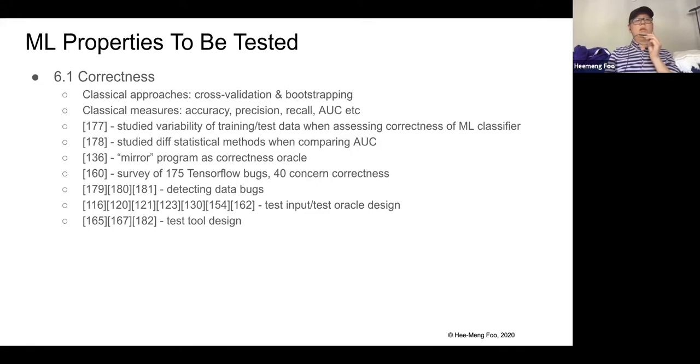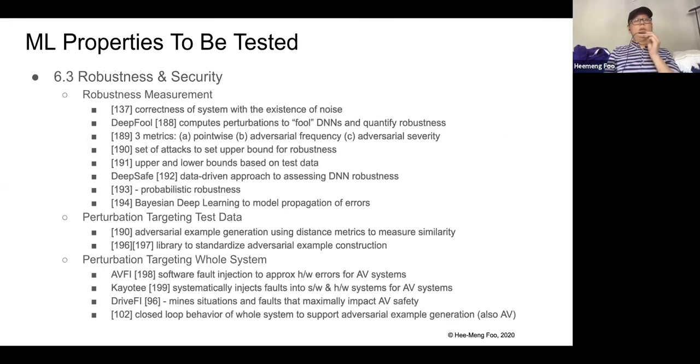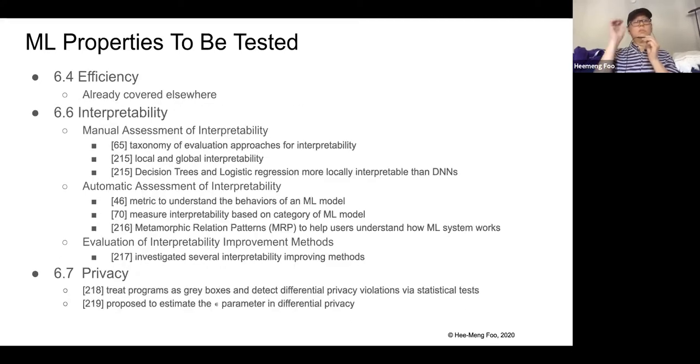Okay, properties. So you have correctness. Classical approaches would be cross-validation, bootstrapping, and so on. Model relevance. Basically, poor model relevance is usually associated with over or underfitting. Robustness and security. Basically, how do you measure? How do you use perturbation to expose these issues? Whether it's using perturbation of the test data or perturbation on the whole system. Interpretability, we talked about it previously. So there's manual assessment or automatic assessment, and then privacy. This one is self-explanatory.